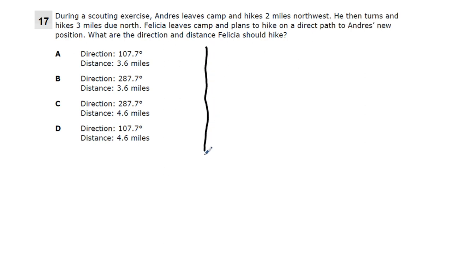I'm going to draw kind of an XY coordinate plane. It's going to serve for the north-south thing. So here's going to be our east here, here's going to be our west over here to the left side, and north is going to be up here. So Andres leaves camp and hikes 2 miles northwest. So that's going to be exactly between north and west. That's going to be 2 miles. Okay, that's 2. So we know that's going to be 45 degrees.